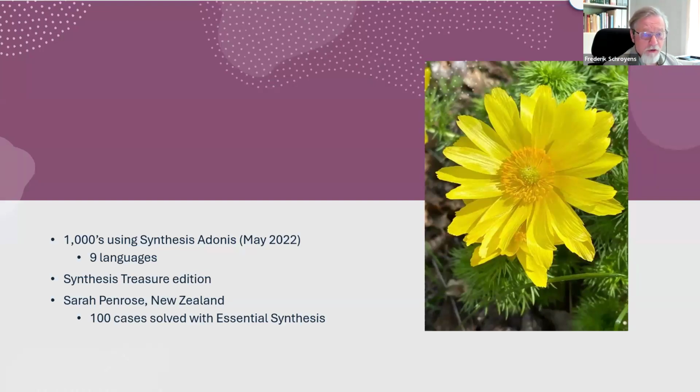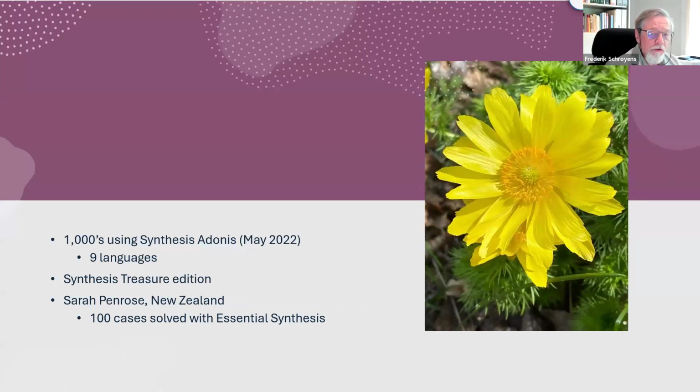Even just a week ago, I got this very interesting email from Sarah Penrose from New Zealand, who is publishing a little booklet or a file, I don't know if electronic or book, but anyway, with 100 cases solved by the Essential Synthesis. So it's a fact that the different versions of Synthesis, Essential Synthesis, Treasure Edition, but also Synthesis Adonis, will help you to solve cases. By the way, this is the Adonis vernalis flower in yellow here.